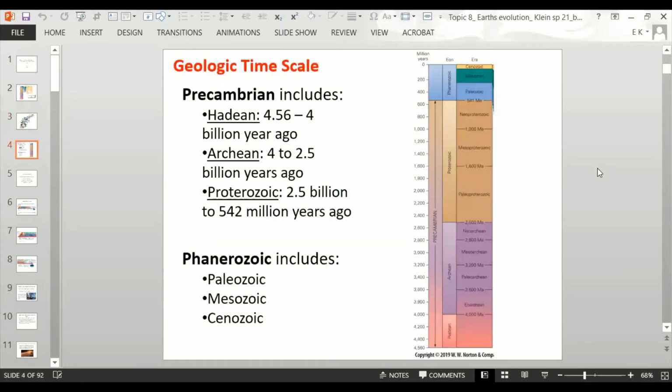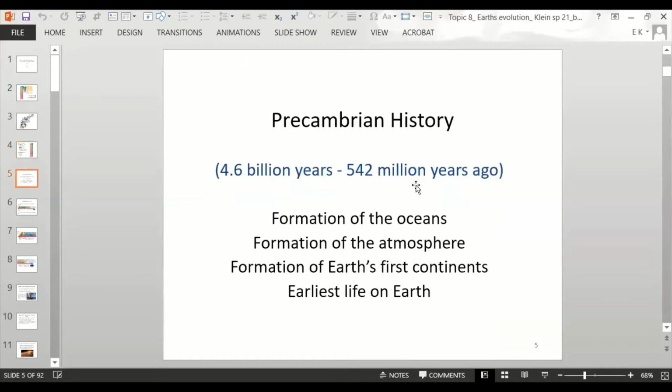So the geologic time scale is broken down into the Precambrian and the Phanerozoic. The Precambrian includes the Hadean, the Archean, and the Proterozoic. And then the Phanerozoic includes the Paleozoic, Mesozoic, and Cenozoic. So we'll get started with the beginning, the Precambrian history.